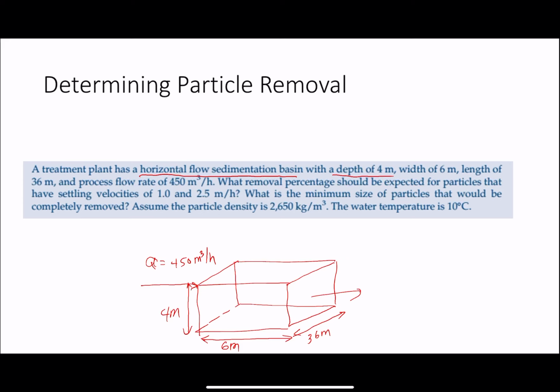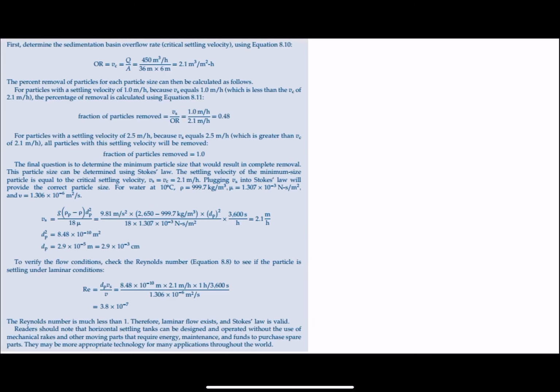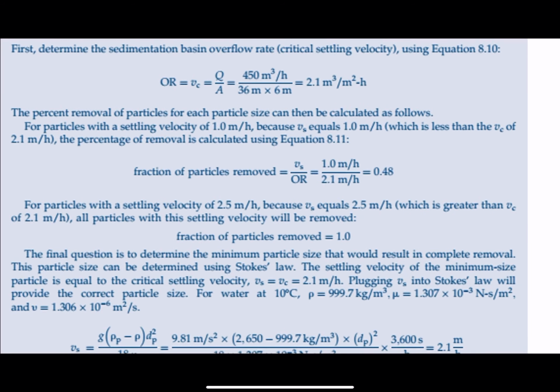What removal percentages should be expected for particles that have a settling velocity of 1 meter per hour, and any particle with a settling velocity of 2.5 meter per hour? What is the minimum size of particle that would be completely removed? The size, diameter. Assume that the particle density is 2650 and the temperature is 10 Celsius. Okay. Let's look at this.